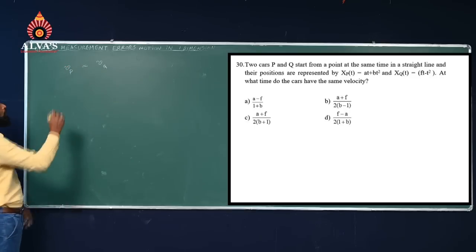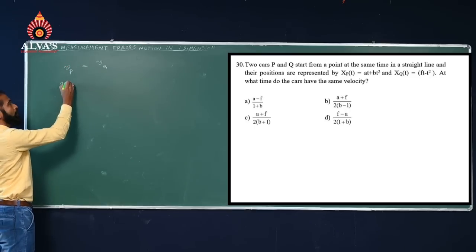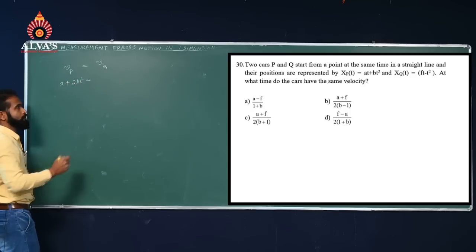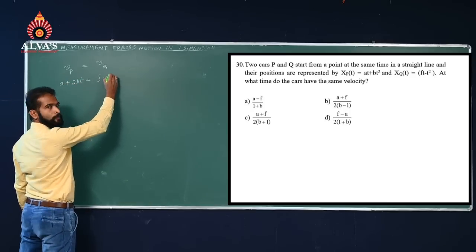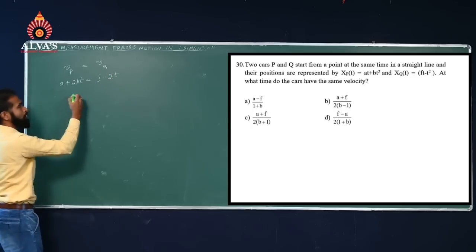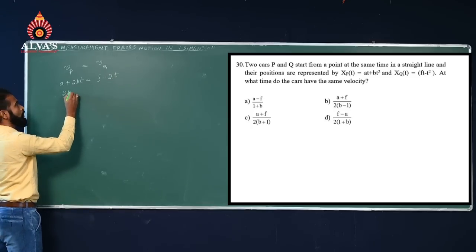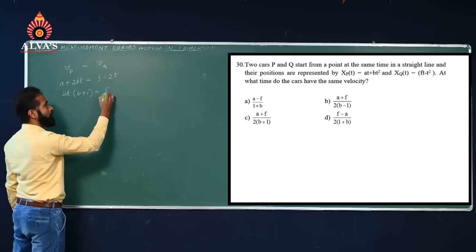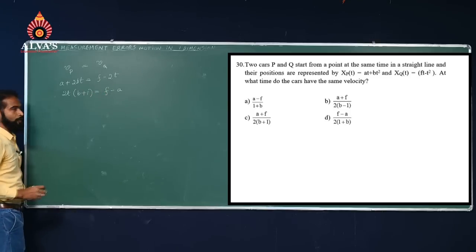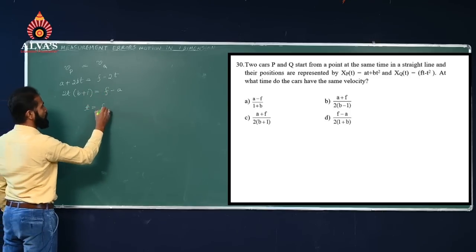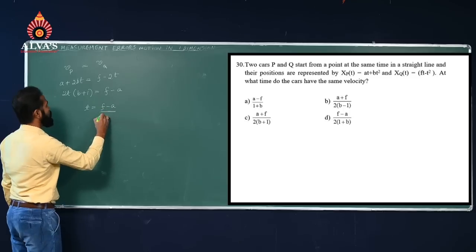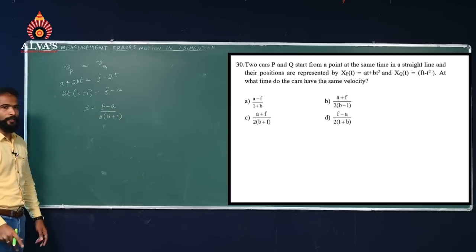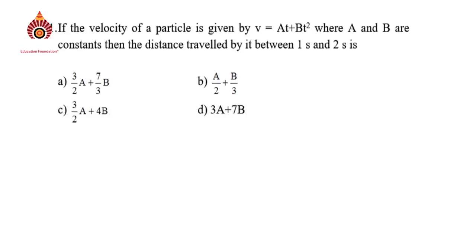So differentiation of first, directly I will write a plus 2bt, and differentiation of second term is going to get f minus 2t. So rearrange the terms. So take 2t common. This becomes b plus 1. On the other side, it becomes f minus a. So t will be equal to f minus a divided by 2 times b plus 1. That is option D.